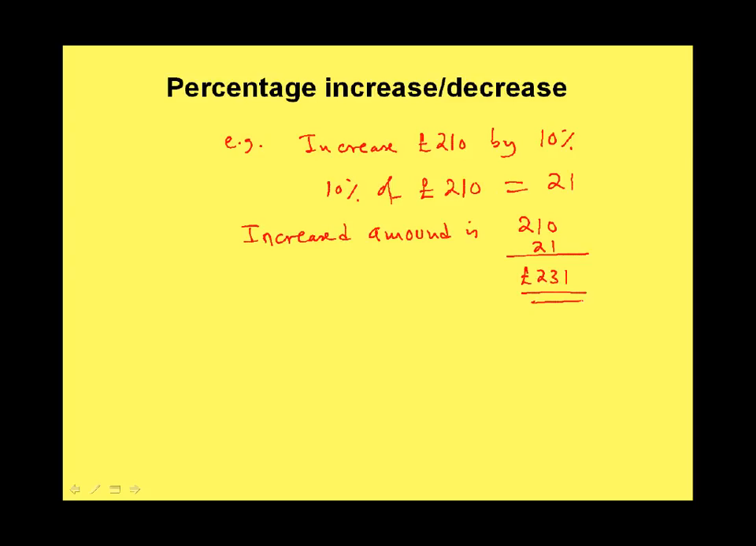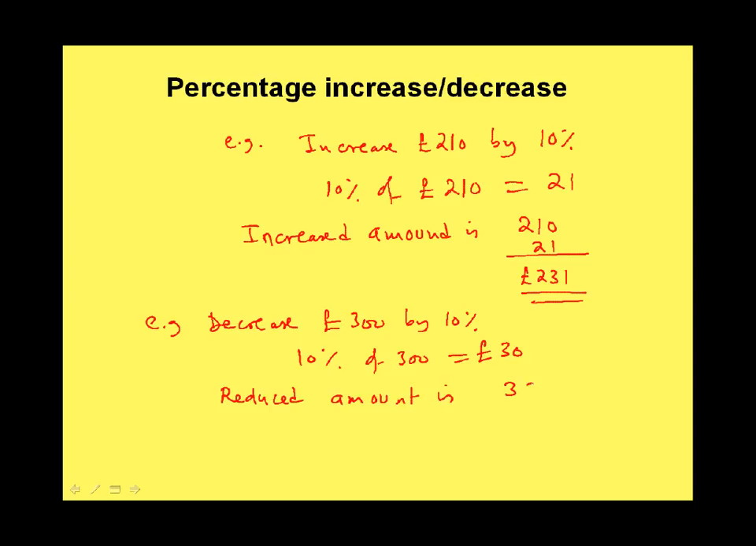If you want to decrease £300 by 10%, so find 10% of 300. This time you have to take it away. That's 270.